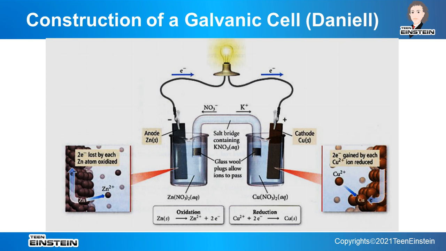So now see, this is a detailed representation of a galvanic cell. In the previous slide you have seen the general picture of a galvanic cell, because we had not mentioned any particular metal or salt, but now we will take a specific example.